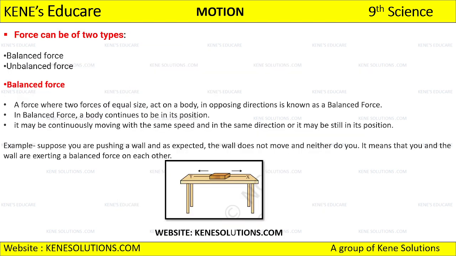After this, we discussed the two types of force that we have. One is balanced force and the other one is unbalanced force, right? So balanced force is where two forces acting on the body will be of equal size, right? And it's going to be the opposite of unbalanced force. You can get a differentiation table over here, where you will be asked to write the difference between balanced and unbalanced force. Okay, so you have to be prepared with that as well.